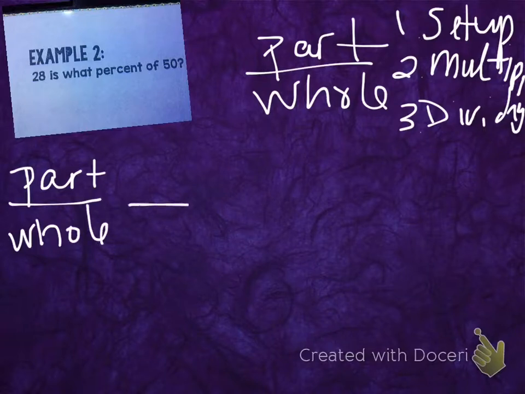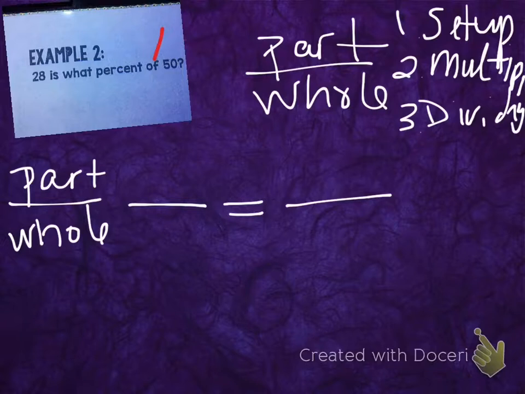Now, we got to figure out what we're actually looking for. So in the question it says 28 is what percent of 50? So let's look at this. When we look at the word of means divide. That's what's actually splitting up our equation. So we need to make sure that we understand that.